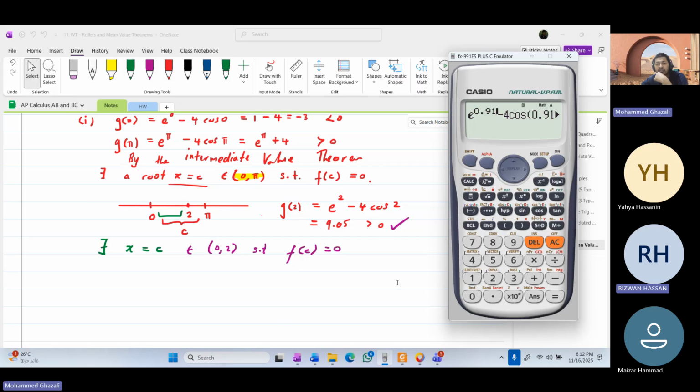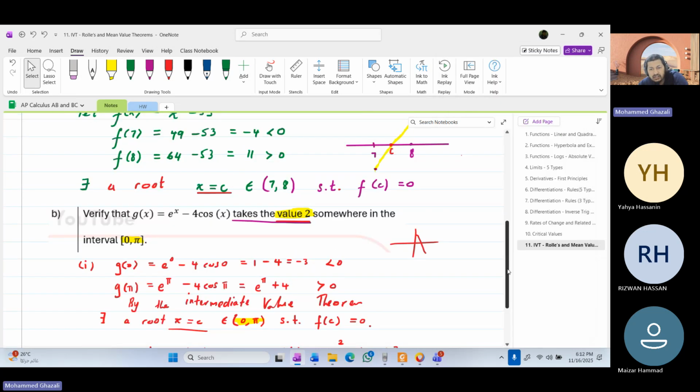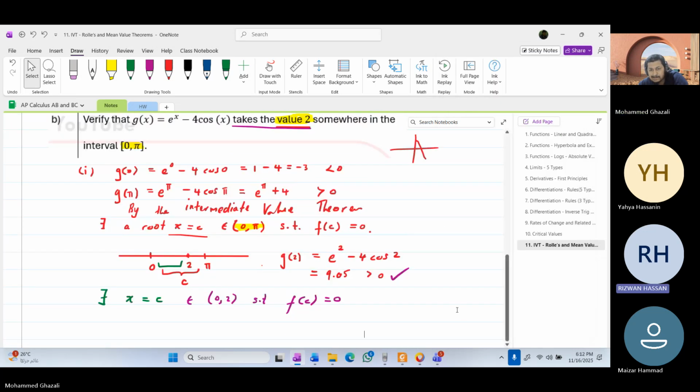Perfect. So that's the whole idea of the intermediate value theorem: we get as close to the middle point as possible. Okay. That's the whole idea of the intermediate value theorem. Exactly. All right. So it was just to find one answer, right? Where f of c equals 0. Remember, not necessarily one answer.